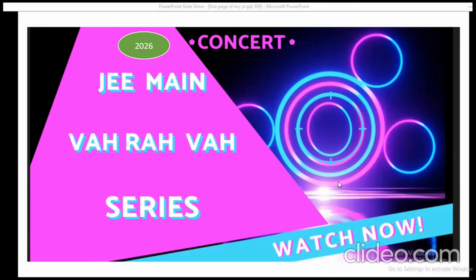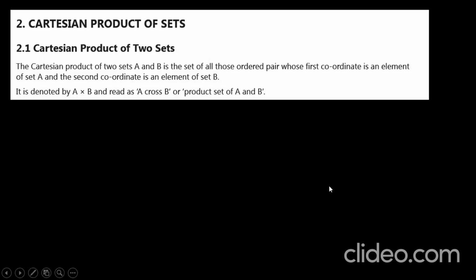So we observed sets in the previous sessions. Now we are going to observe relations. Okay, let us observe the relations. Before going to the relations, first we should know the concept of Cartesian product of sets. What is the Cartesian product of sets?